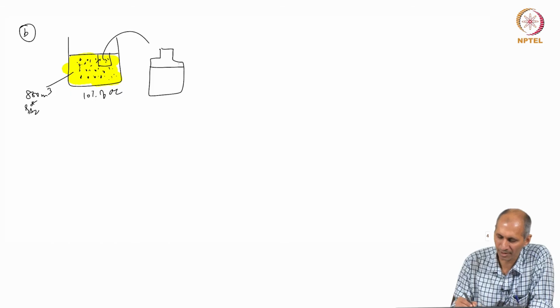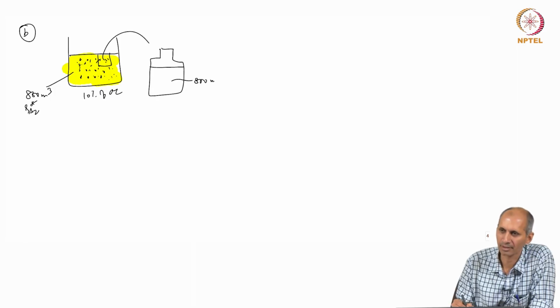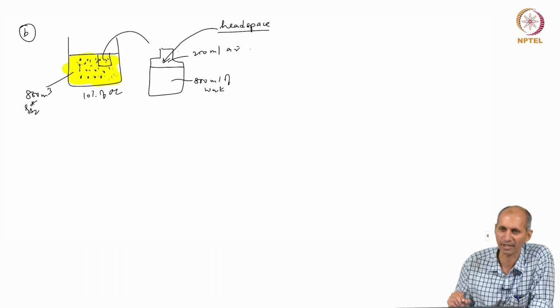What I am doing is I am taking a 1 liter bottle, I am collecting 800 ml of water and 200 ml air. This term head space is used in chemical analysis. Head space means this is the head space, this is called head space.